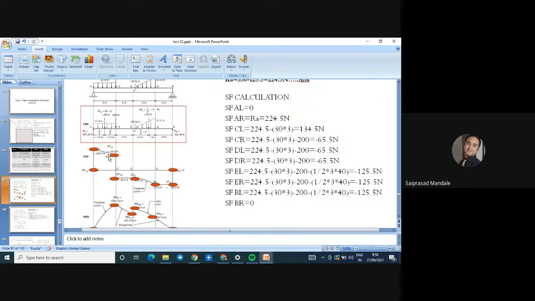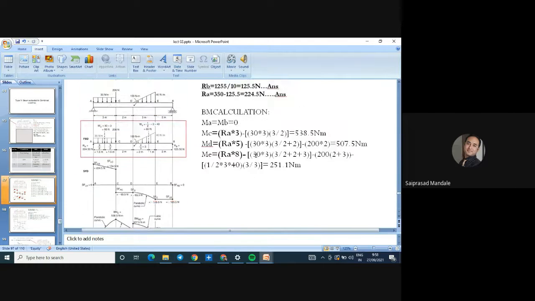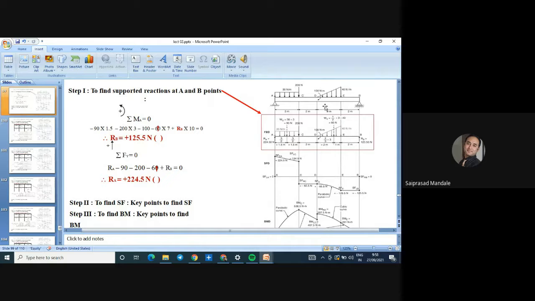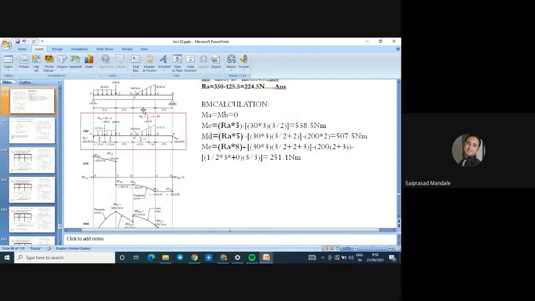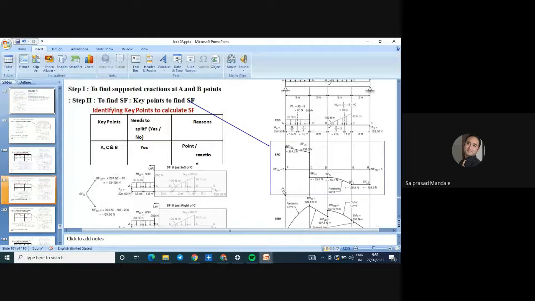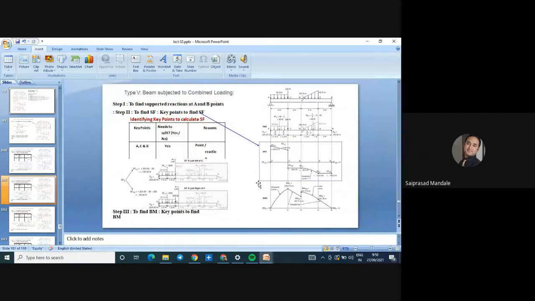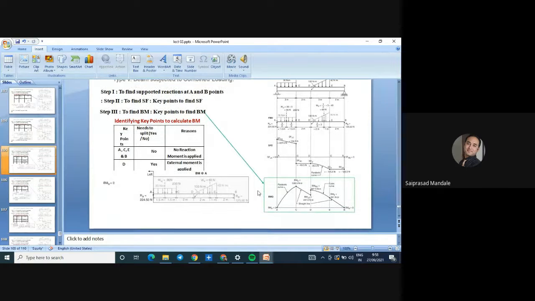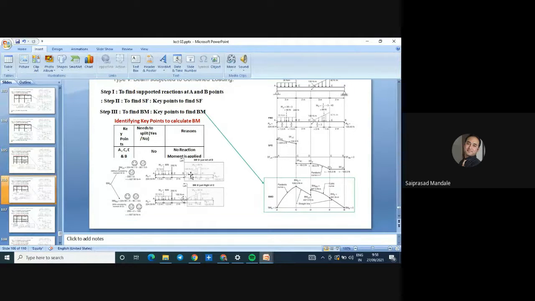The next, that is the same, no? 200. Is this same or different? This is 100, 100, same, 100 and 200, same numerical.